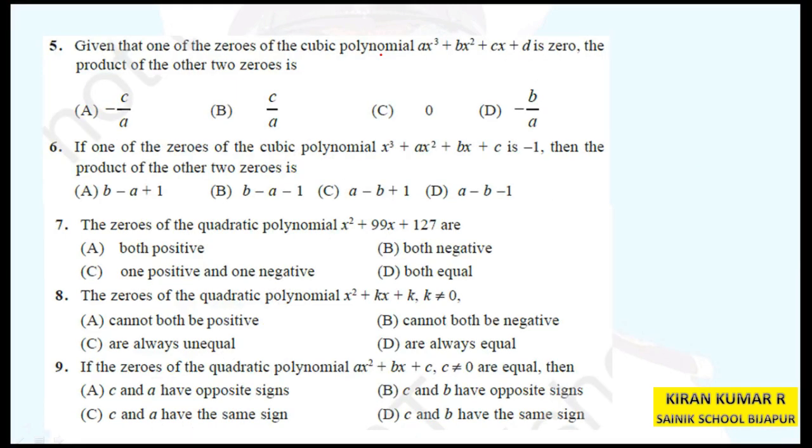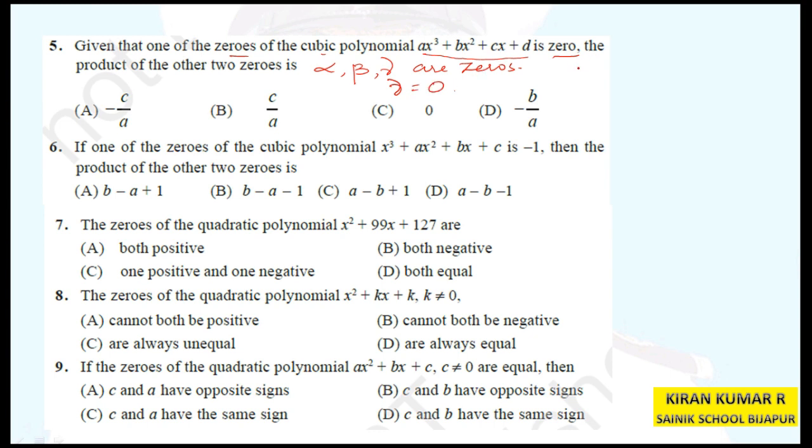Fifth question, given that one of the zeros of the cubic polynomial ax cube plus bx square plus cx plus d is 0, one of the zeros is 0, the product of the other two zeros is... Since it is a cubic polynomial, if alpha, beta and gamma are zeros, according to the question, one of the zeros is 0. Let me take gamma to be 0.